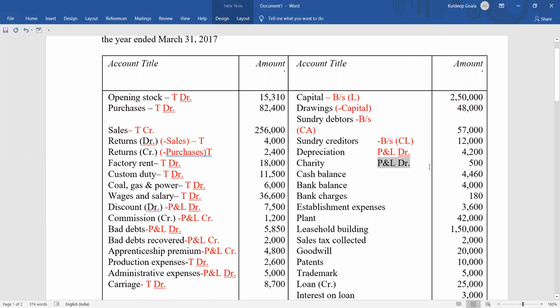Then coming to the next one, cash balance. Cash balance will go in the balance sheet as current assets. Cash balance and bank balance both go in the balance sheet as current assets, the asset side, right? Then the bank charges. Bank charges will go in the profit and loss account debit side, as indirect expenses. Establishment expenses will also go in the profit and loss account, debit side.